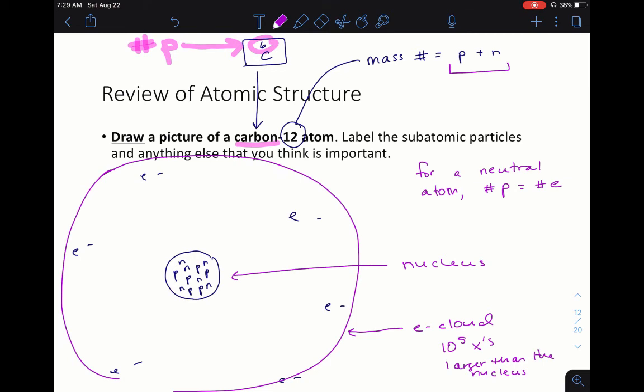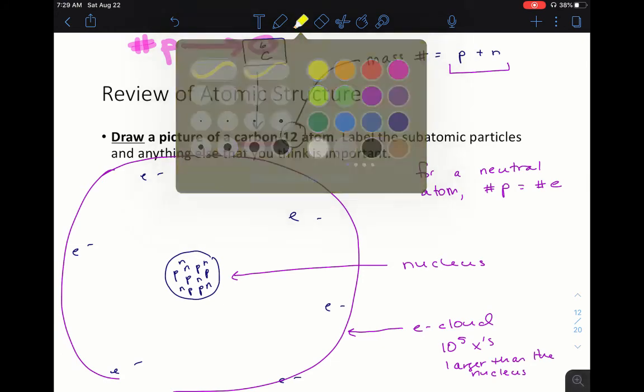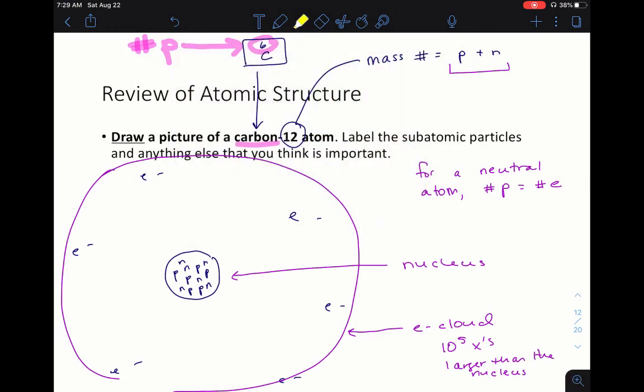Great, that's a blast from the past, right? What part is most important for organic chemistry? What do you think? All of it. You're a chemist, you should know all of it. But what part is most important?